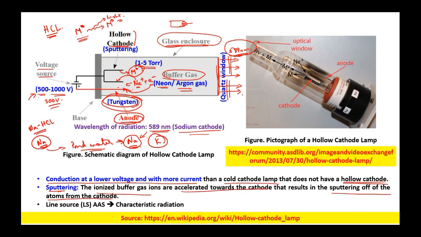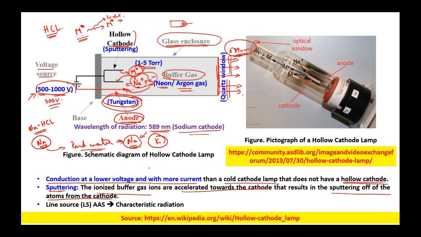So when we have applied such a high voltage, there is an ionization of the gaseous molecules, and these charged gaseous molecules, when they are accelerated towards this hollow cathode, result in the release of charged metal atoms from the hollow cathode. This process is called sputtering.